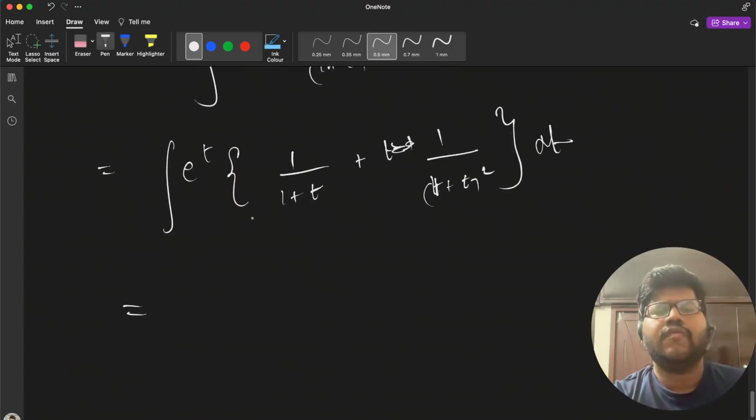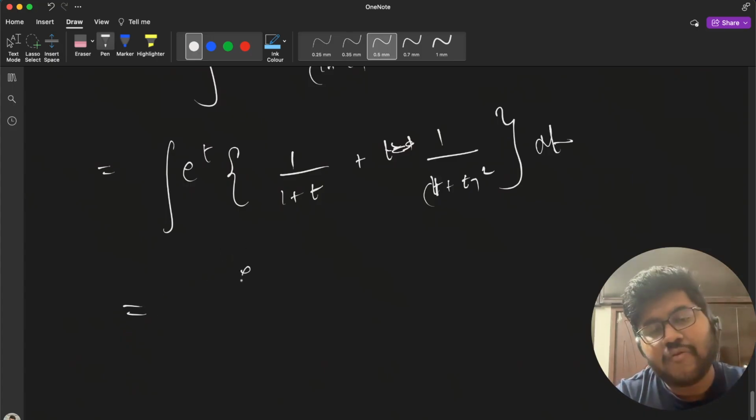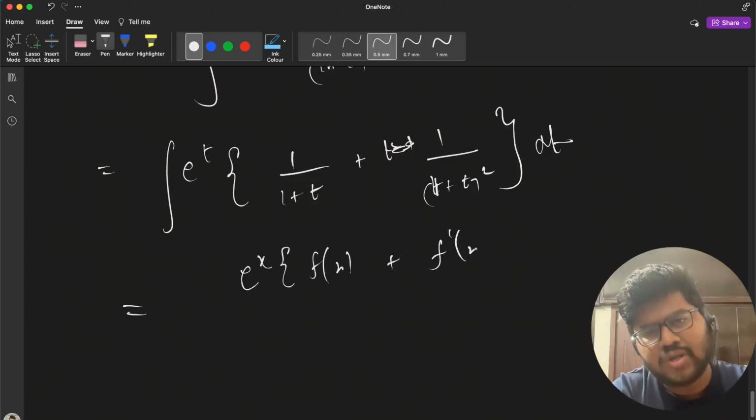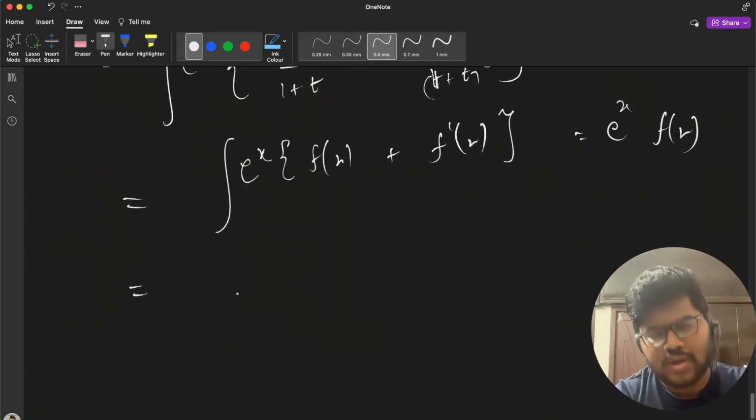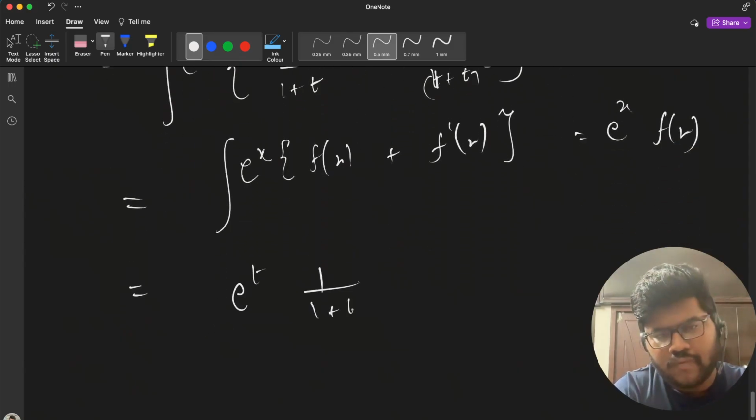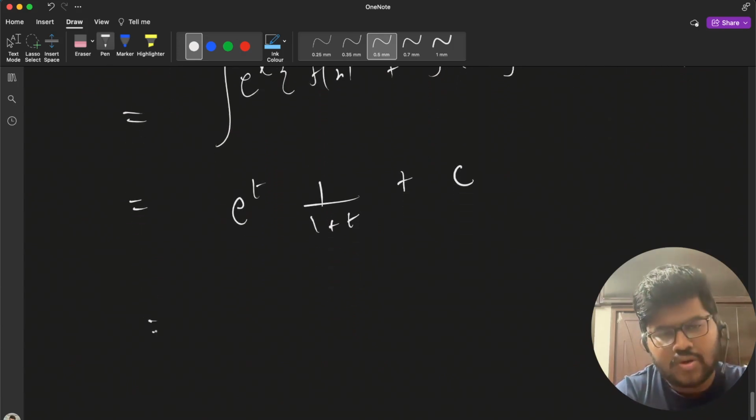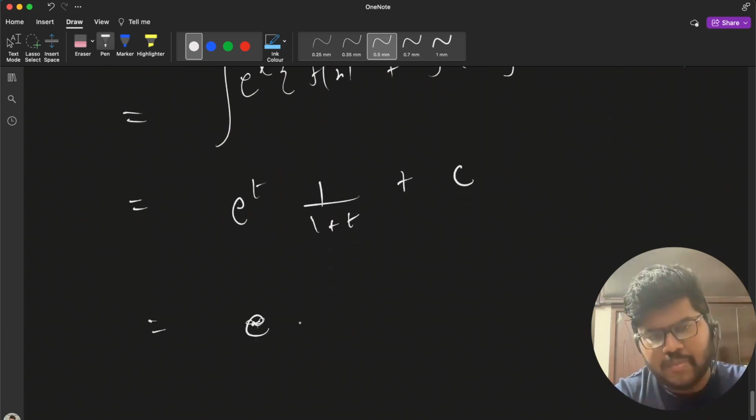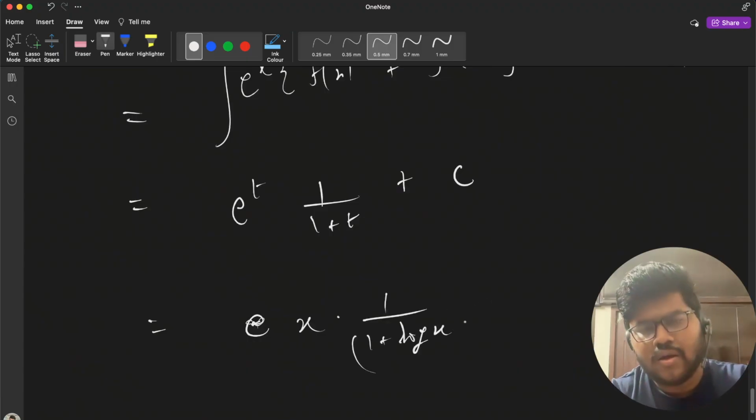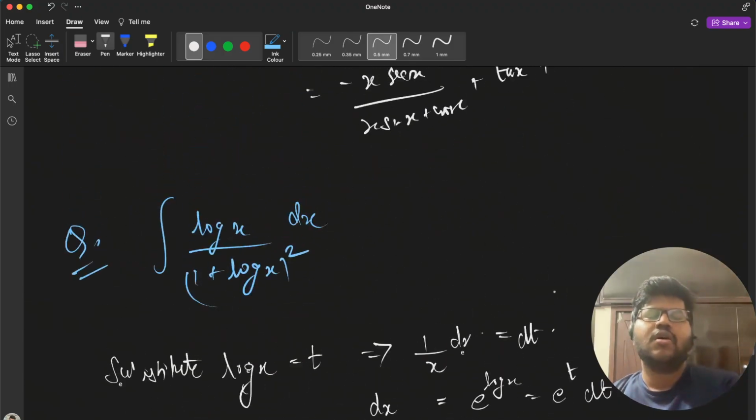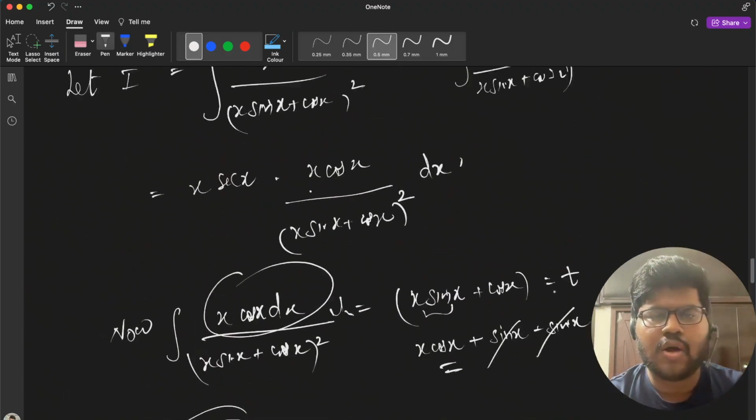Now this is the form which we studied in the first lecture, the form e power x (f(x) plus f dash x), and we know very well that this integration is e power x f(x). So this becomes e power t times 1 upon (1 plus t) plus c. So this becomes e power t, which means x, into 1 upon (1 plus log x), plus c.